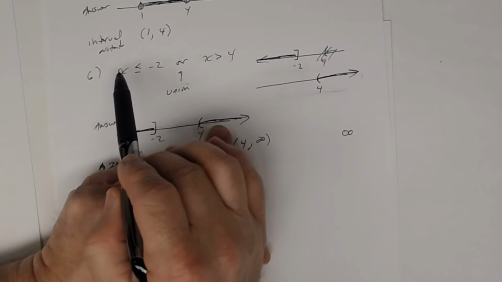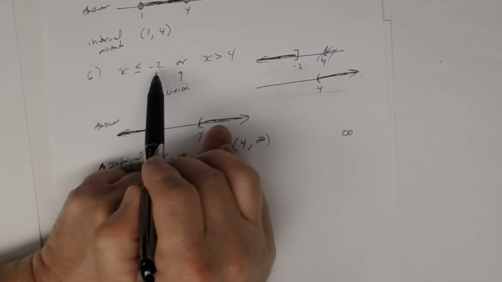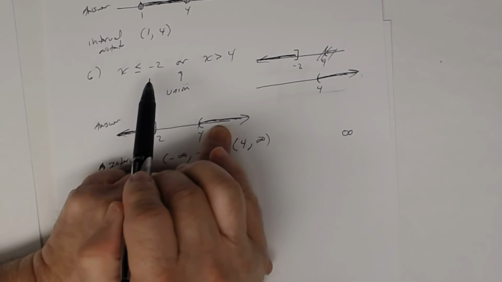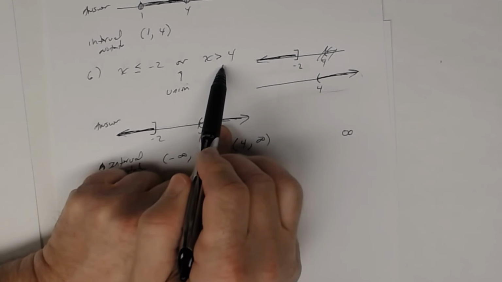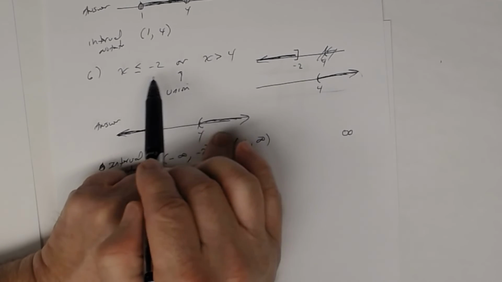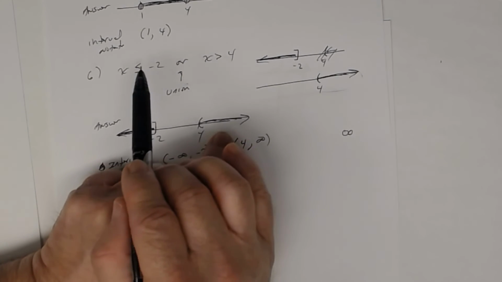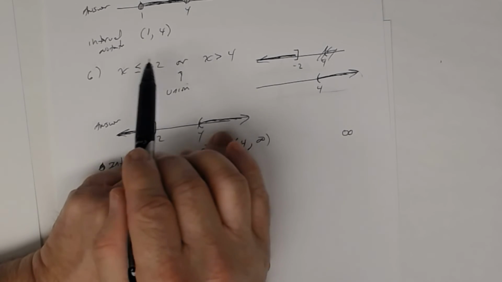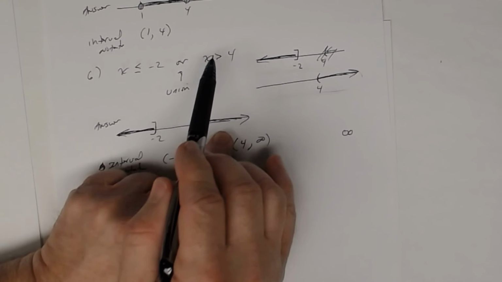Is 7 less than or equal to -2? The answer is no, right? 7 is not less than -2, but is 7 greater than 4? Yes. So 7 is a solution to this compound inequality because it satisfies either this one or this one. See that word or? It's just got to satisfy one of those, either this one or this one.